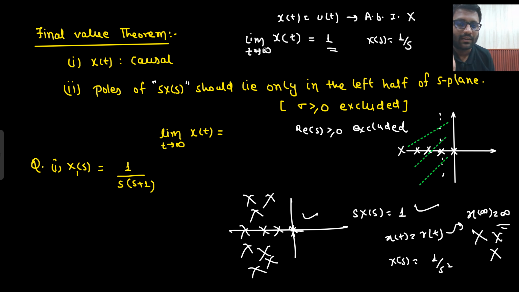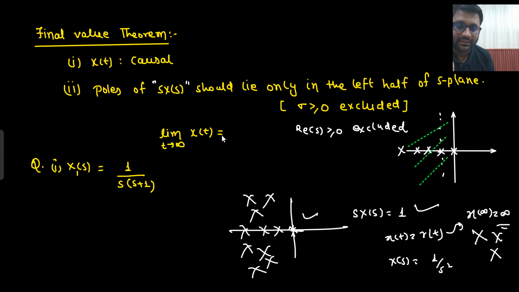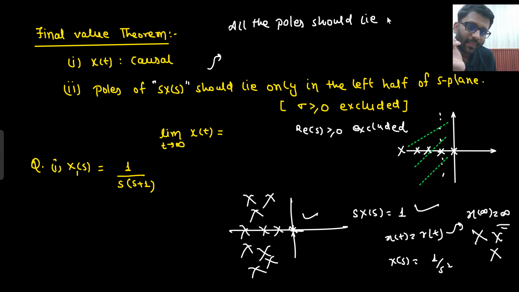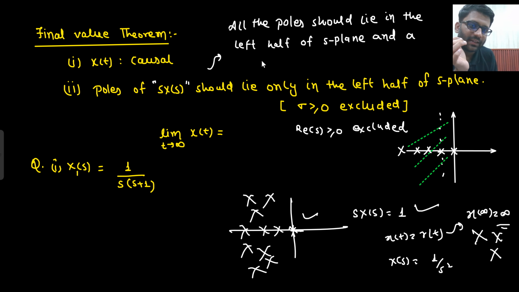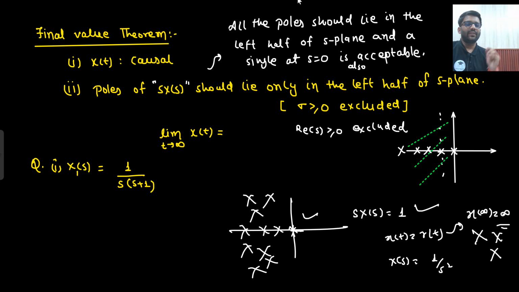What could be the other way? The same statement could have been written in this manner, that all the poles should lie in the left half of s plane, but a single pole at s equals to 0 is also acceptable. So this is the way I should have written it.